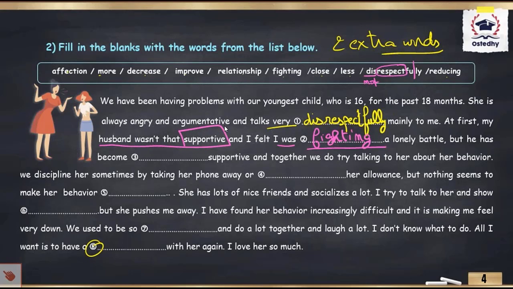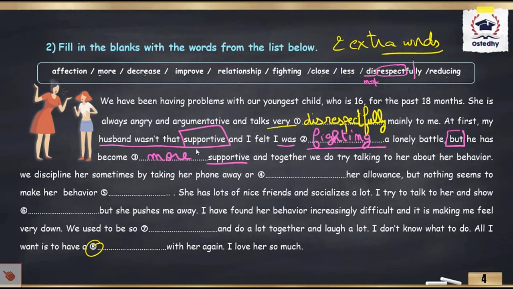wasn't supportive. He was not helpful. He didn't help her at the beginning, okay? But he has become how? Supportive. But he changed, so he has become less supportive or more supportive? What do you think? More. Because here you have "was not", but he will change, so he will be that person. So he became more supportive. Okay.